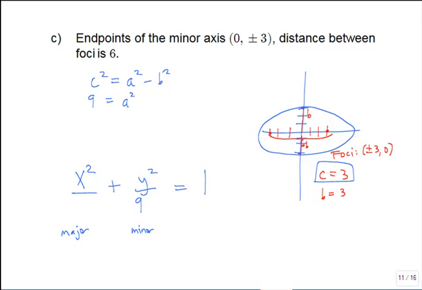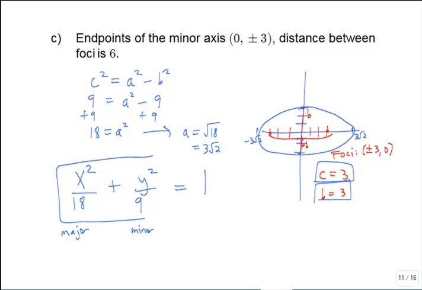We don't know the a squared, the bigger square, but we do know our b is 3, so 3 squared would be 9. If I add that 9 over to the other side, we get 18 is equal to a squared, so this is going to be 18. And by the way, that tells us again that a would be the square root of 18, which is the same as 3 root 2. So we're going 3 root 2 to the right and 3 root 2 to the left. But here's our equation that we're trying to come up with.